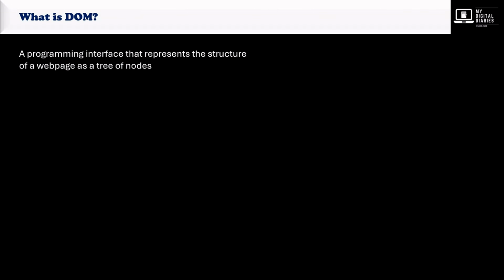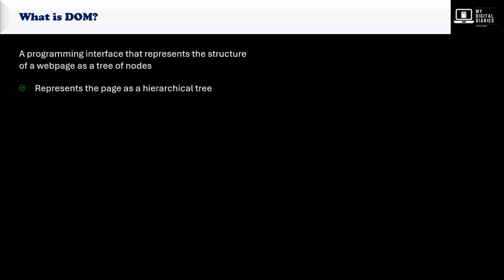Formally, if you define it, DOM is a programming interface that represents the structure of a web page as a tree of nodes. What does that mean in simple language? When your browser loads an HTML page, it doesn't just show it visually. It converts the entire HTML into a structured tree, like an object in memory. That structure is what we call the DOM. So DOM is not your HTML file itself. It is a live object created by the browser from your HTML.